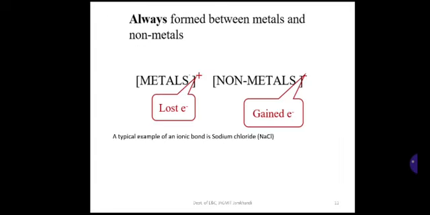So see here, these ionic compounds are always formed between metals and non-metals. One is a metal, another one is a non-metal. The metal loses electrons and the non-metal gains the electron. A typical example of ionic bonding is sodium chloride, NaCl, that we are going to discuss here. Example, NaCl, that is sodium chloride.